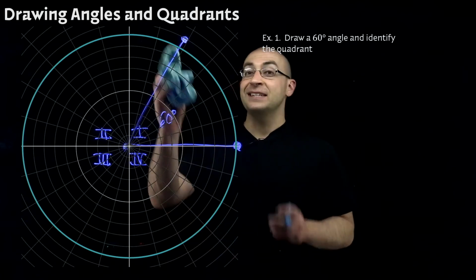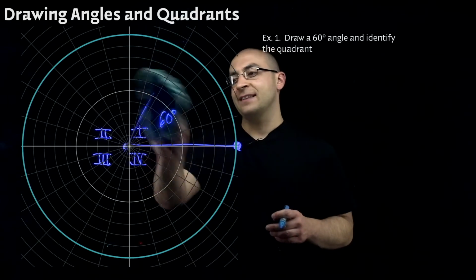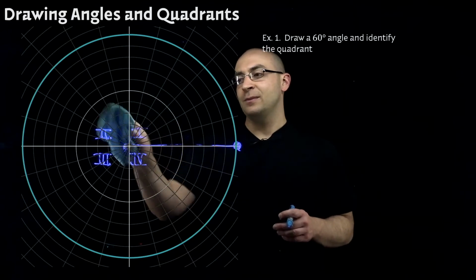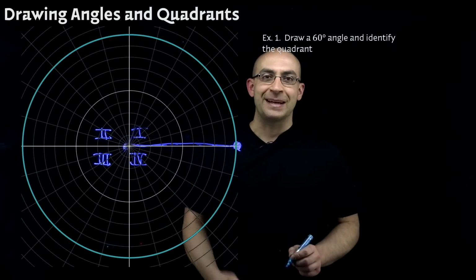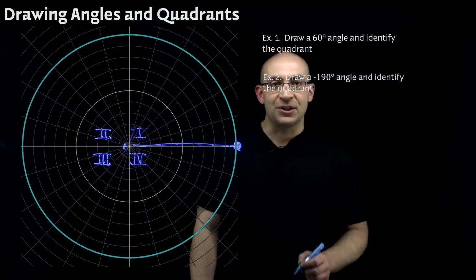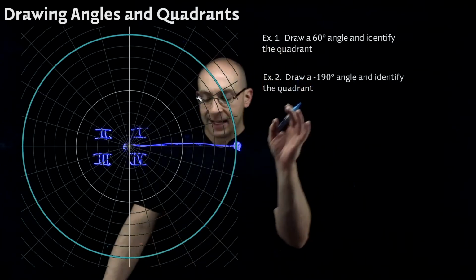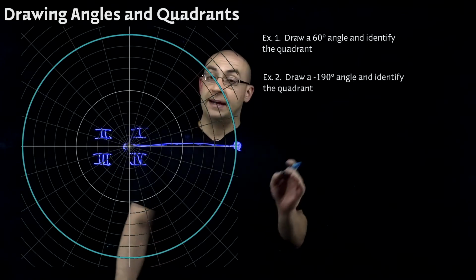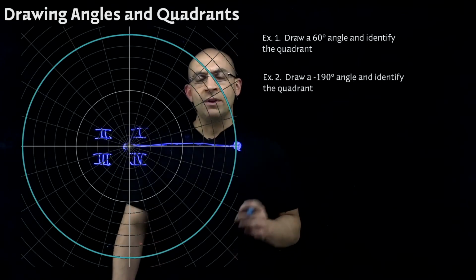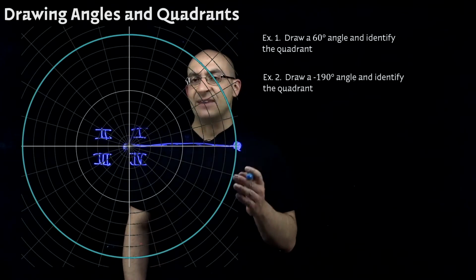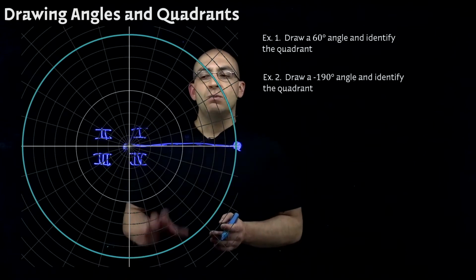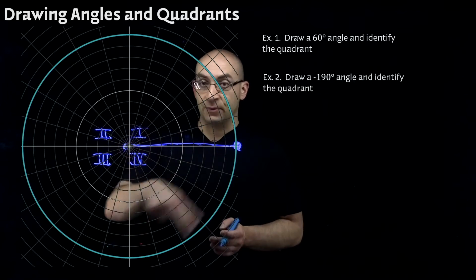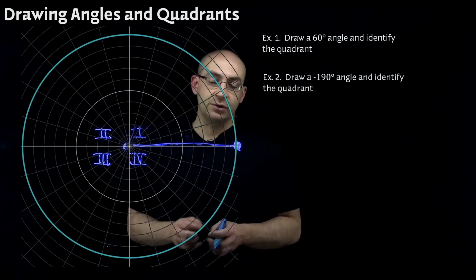Clearly, this video is not for angles that are like this. We're going to get a little bit more challenging with the angles. Sorry about the squeaking. Example 2. Draw a negative 190-degree angle and identify the quadrant. Okay. One of the most important things when we talk about identifying the quadrant and really drawing the angles in general is we want to keep it in the basis of 360 degrees, which is one revolution of our circle.